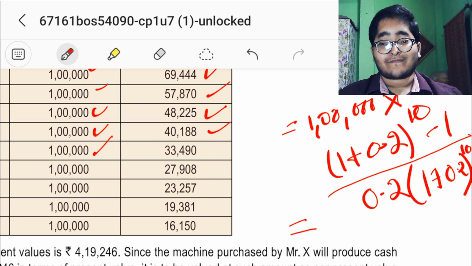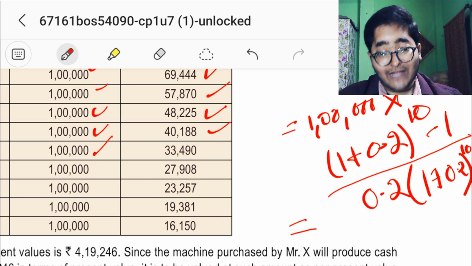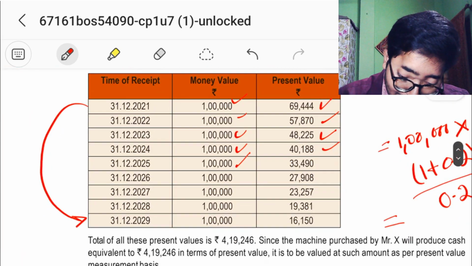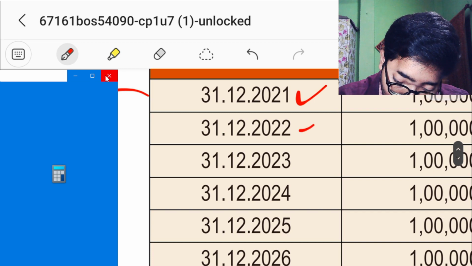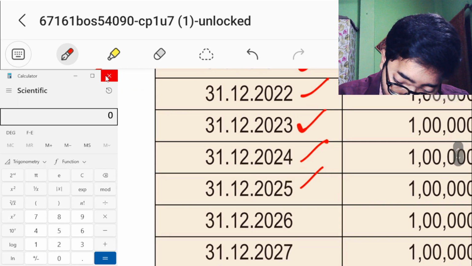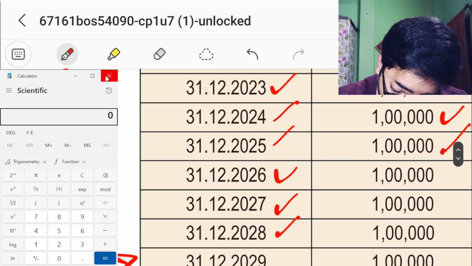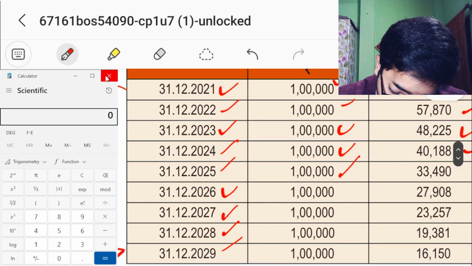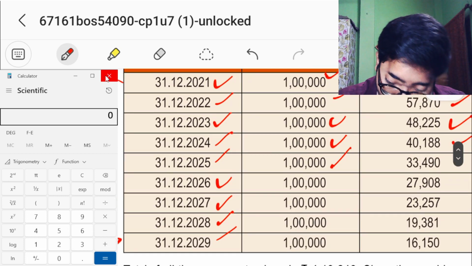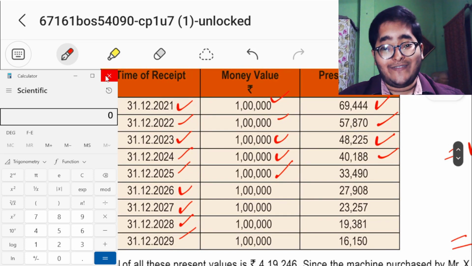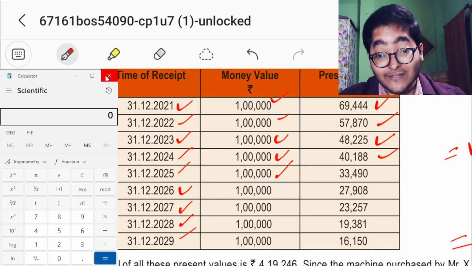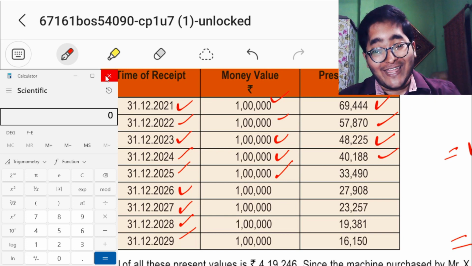Now let's welcome our calculator at this point of time. Now let's calculate, is there 10 years? 2021, 22, 23, 24, 25, 26, 27, 28, 29. There are 9 years. The machine is running for 9 years. Why are there 9 years? Because 1 lakh rupees today is 1 lakh rupees, right? Yes.